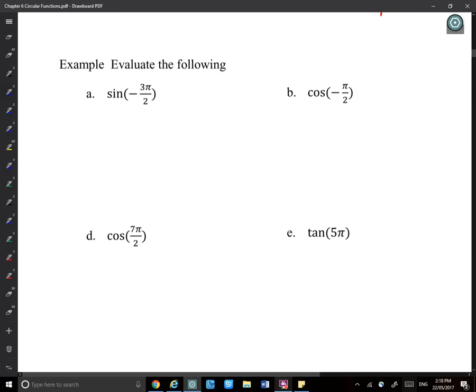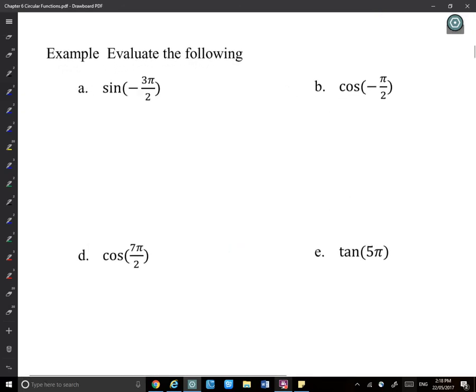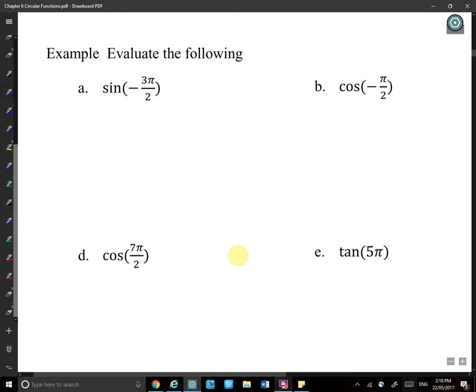Okay, have a look at those examples. I want to evaluate those values. Those values are all multiples of pi over 2, in other words, multiples of 90 degrees. So for those types of angles, I need to find where they are first.